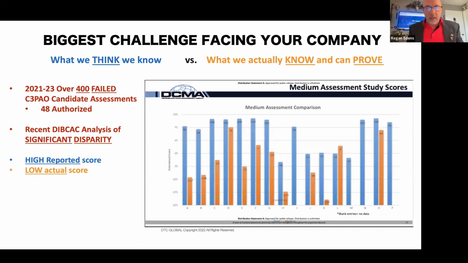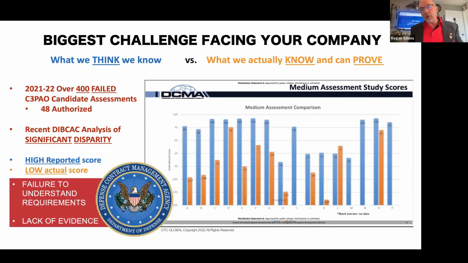And when we look at the DCMA data, which is the direct slide from their stack right before you, you're going to see huge disparity in their 5-day notice audits between what people thought they had in what's called the supplier performance risk score prior to the audit and what they actually had after the audit. What's important for you to know is that the failure to understand the requirements and the lack of evidence are the two things that hinder people in their success.